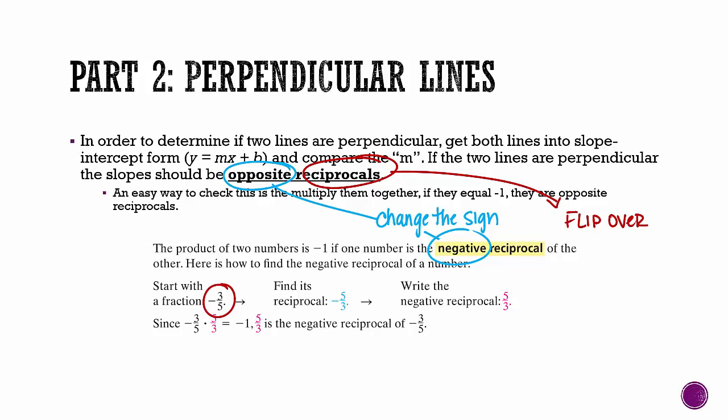So let's say I start with this fraction, -3/5. Its reciprocal would mean flip it over, so I get 5/3. And then the negative or opposite, whatever word you want to use, means change the sign. So it's going to go from negative to positive. So this 5/3 is the opposite reciprocal of -3/5. And then remember, when we multiply these together, we end up with -15/15, which is -1.